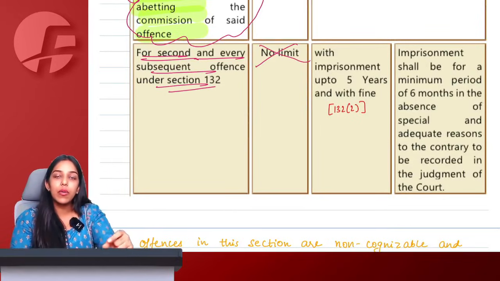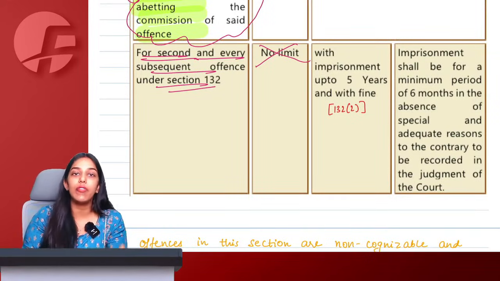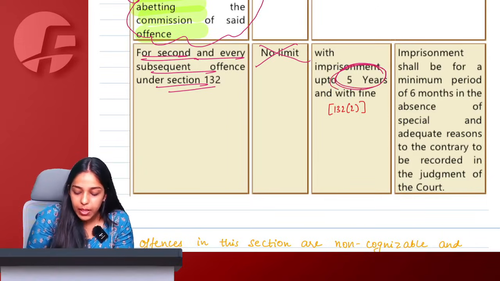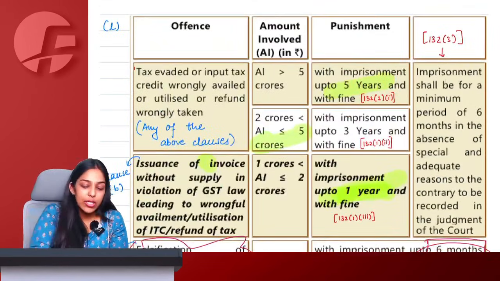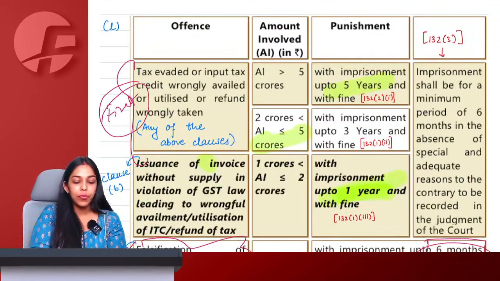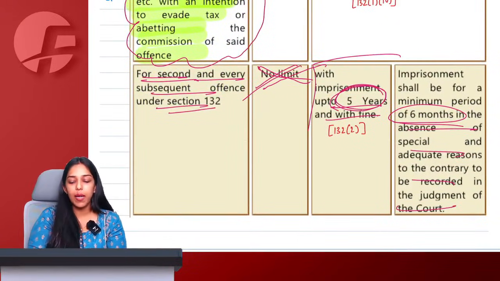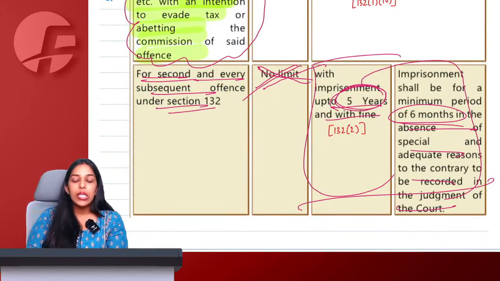Now any subsequent offense, if you are involved in a repetitive kind of offense, then even if the amount is 50 lakh, less than 1 crore, less than 2 crore, less than 5 crore, then also imprisonment up to 5 years and minimum imprisonment of 6 months can be given to you. So this is if you are doing the offense first time. If you are a repeat offender, in that case we are saying you forget the limit, and minimum 6 months up to 5 years imprisonment can be given to you.